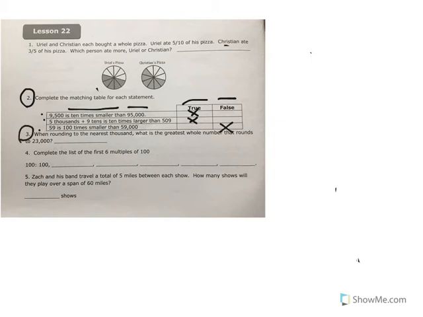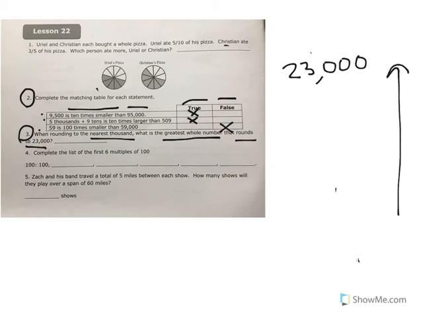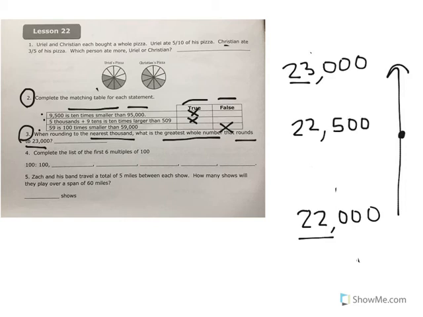Alright, so now let's look at number 3. When rounding to the nearest thousand, what is the greatest whole number that rounds to 23,000? So 23,000 is what we would be rounding to. So now let's think about what would be 1 less thousand, and that would be 22,000. So when we're wanting to round up, we want to think about our midpoint. What would be the halfway point between 22,000 and 23,000? That's going to be 22,500. That's right in between.